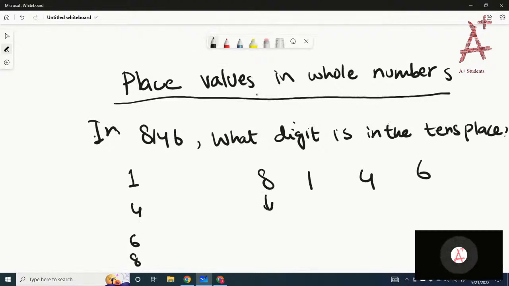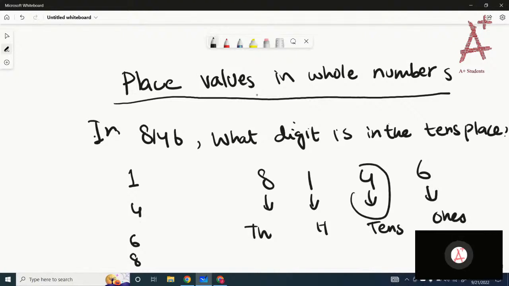8146. 8 is at the thousands place, 1 is at the hundreds place, 4 is at the tens place, and 6 is at the ones place. So you need to see which digit is at the tens place. So 4 is at the tens place. So select the correct option. The second option is the correct one, and then click on the OK button so that you can go to the next question.